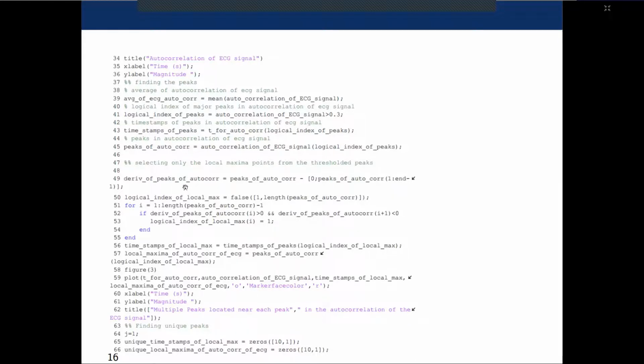Next, we need to select each individual peak from this thresholded autocorrelation signal. So we do that from the code in lines from 50 till 57. We check when the positive first order derivative is taken in line 49, and then we check when the derivative changes from positive to negative. But this leads to the issue of local maxima, as we discussed before, also being detected as the peaks.